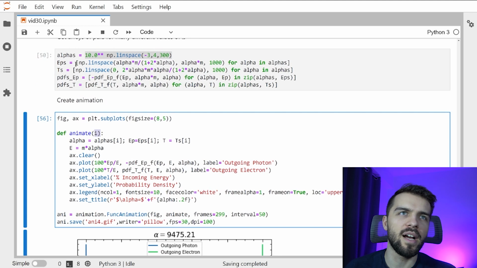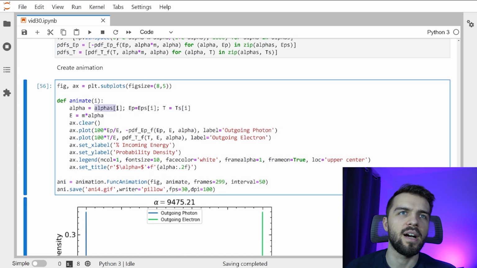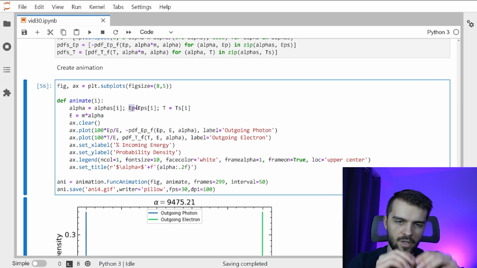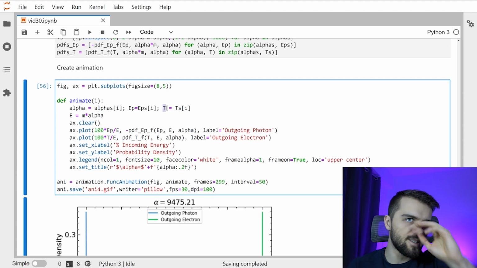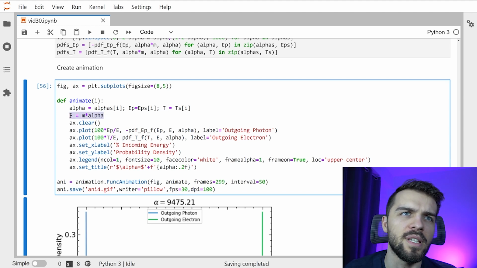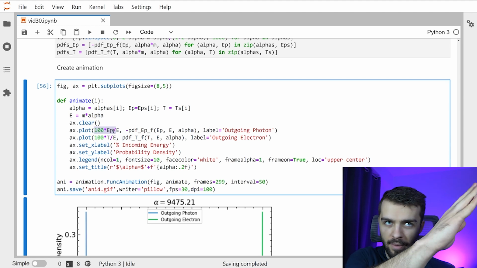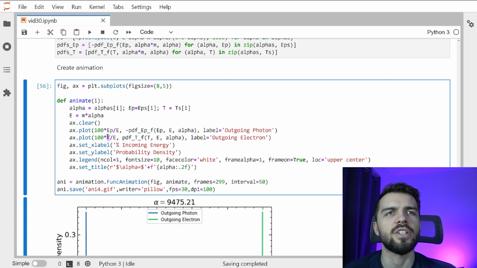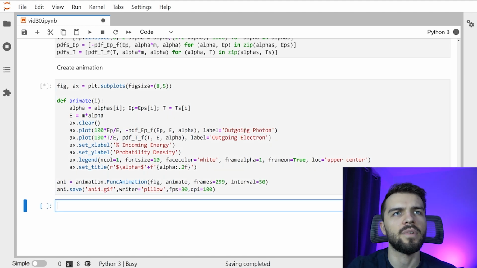And then I can index these arrays to plot. So my frame number i is going to be used to index one of these arrays. So this is like a list of NumPy arrays. And so I take my alpha value, my E prime, which is my array of E primes, and my T, which is an array of kinetic energies. And I do the same thing as above. So E is equal to m times alpha. And I plot the proportion of energy going to the outgoing photon and the proportion of energy going to the electron. Remember, it's probabilistic. And then I can run the cell and we'll create an animation.